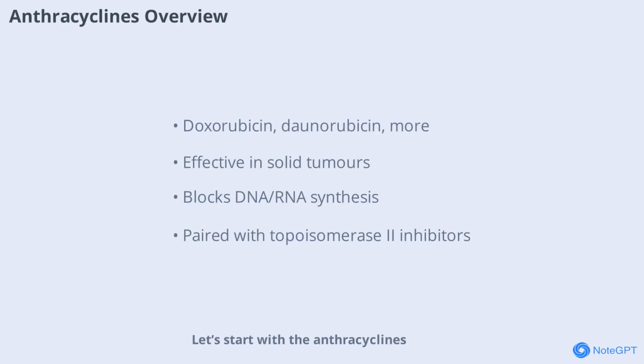Start with the anthracyclines, perhaps the most well-known drugs in this class. This group includes doxorubicin, daunorubicin, epirubicin, idarubicin, and mitoxantrone. Anthracyclines are especially effective in treating solid tumors such as breast, thyroid, ovarian, bladder, and lung cancers, though they have a more limited role in leukemias. Their main mechanism involves intercalating between DNA base pairs, which blocks both DNA and RNA synthesis. Often they're paired with topoisomerase II inhibitors to boost their effectiveness.